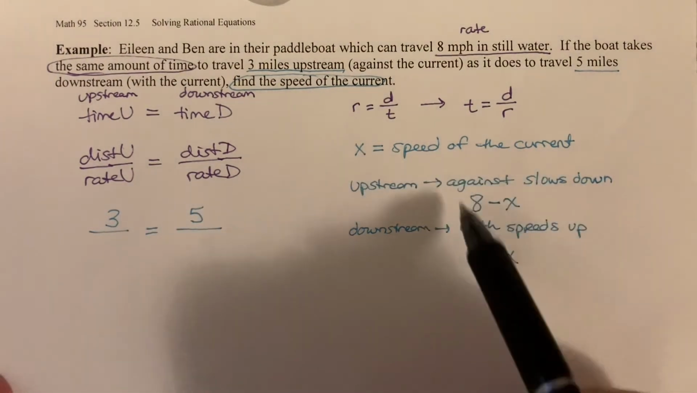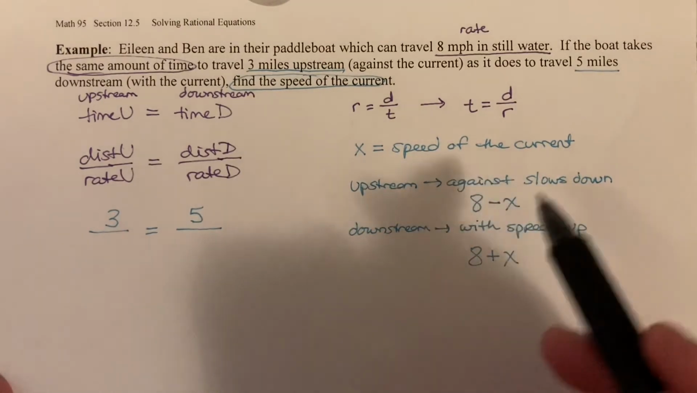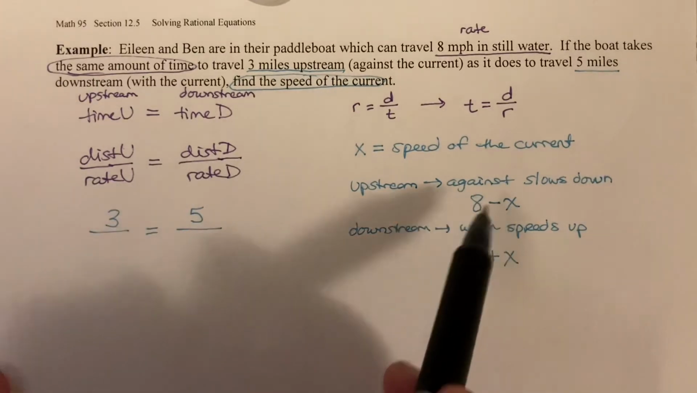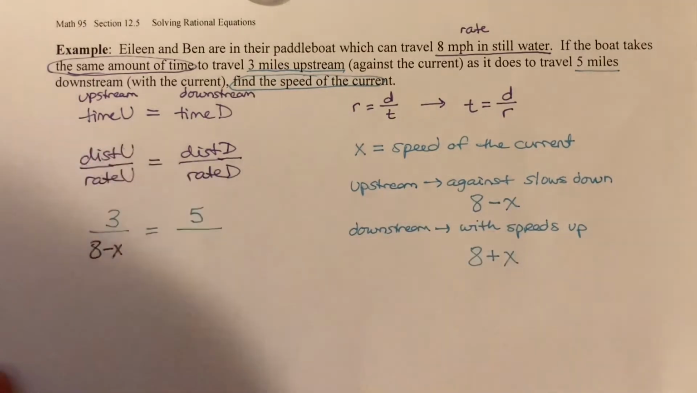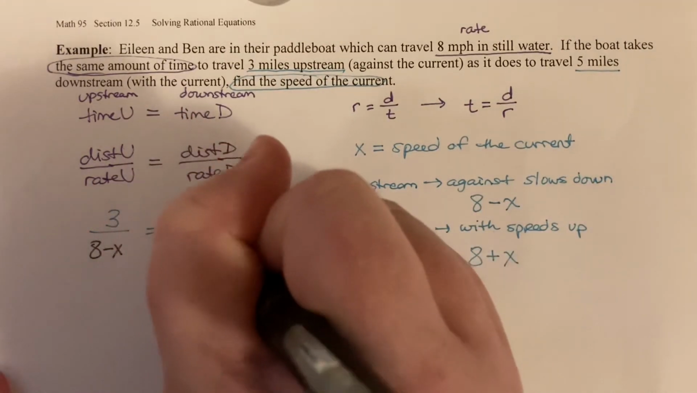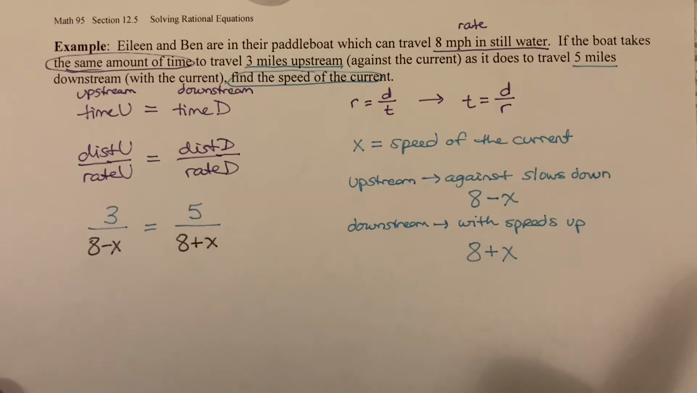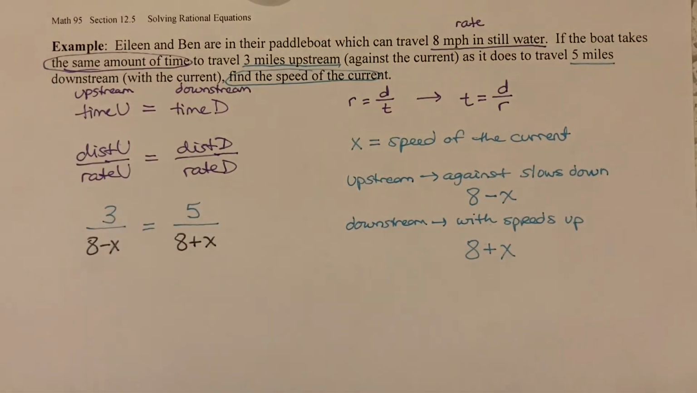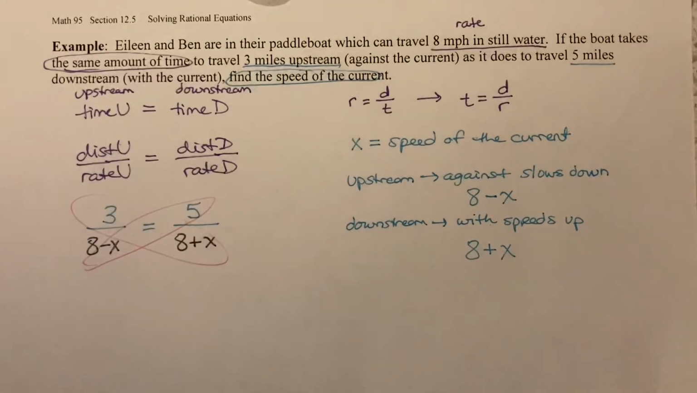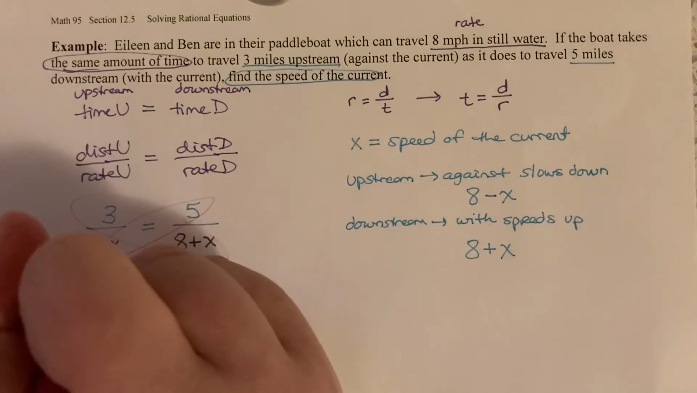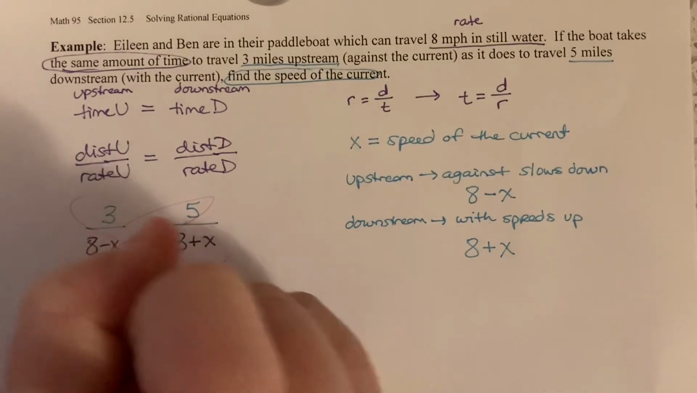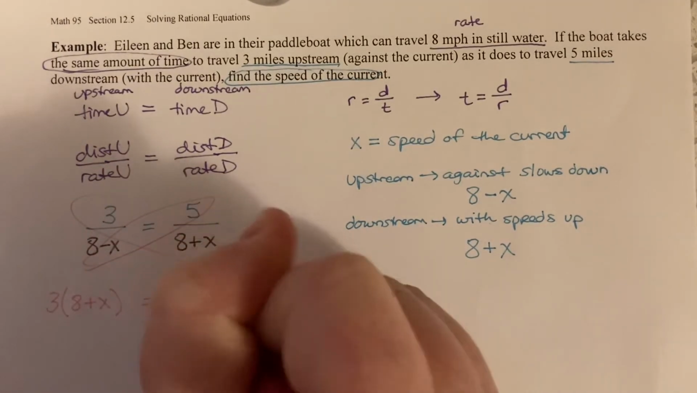But now that we hopefully get what against versus with the current means, we need to put it in here. So upstream against the current, the speed is going to be 8 minus x. Downstream with the current, we're going to take our 8 miles per hour and add some speed to it from the current. Well, the nice thing is that we have fraction equals fraction, so it's another one where we can cross multiply. But we'll need to distribute in both cases. So it'll be 3 times 8 plus x equals 5 times 8 minus x.